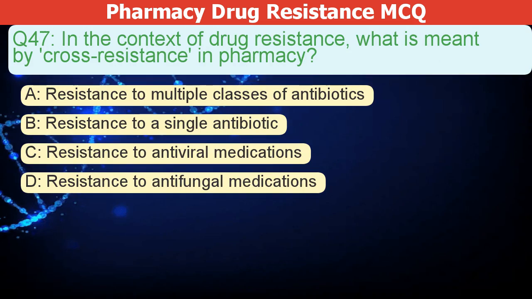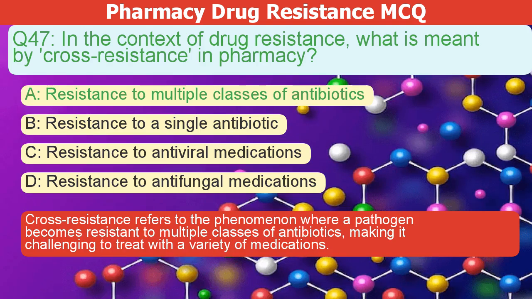In the context of drug resistance, what is meant by cross-resistance in pharmacy? A. Resistance to multiple classes of antibiotics. B. Resistance to a single antibiotic. C. Resistance to antiviral medications. D. Resistance to antifungal medications. The correct answer is A. Cross-resistance refers to a pathogen becoming resistant to many types of antibiotics, making treatment difficult.